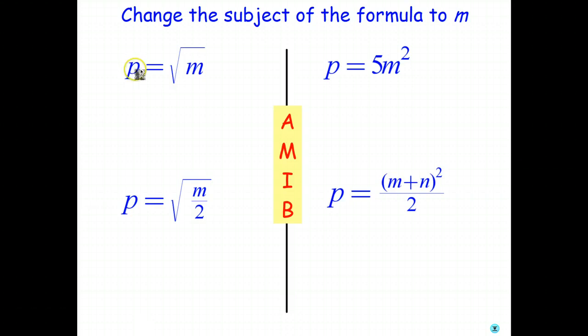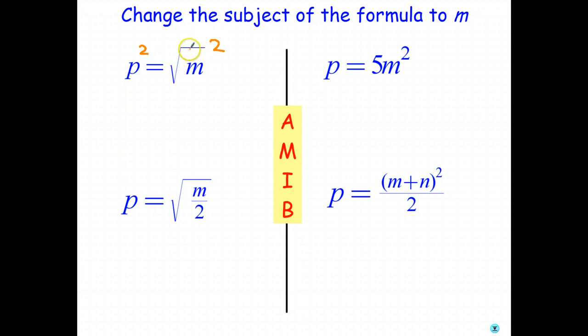Okay, now if you look at this first formula on the left, we've got the operation square root of m. That turns out to be an example of an index. So what we have to do is the opposite operation of taking the square root, and the opposite of taking the square root is squaring. So I'll write squared, and I square both sides.